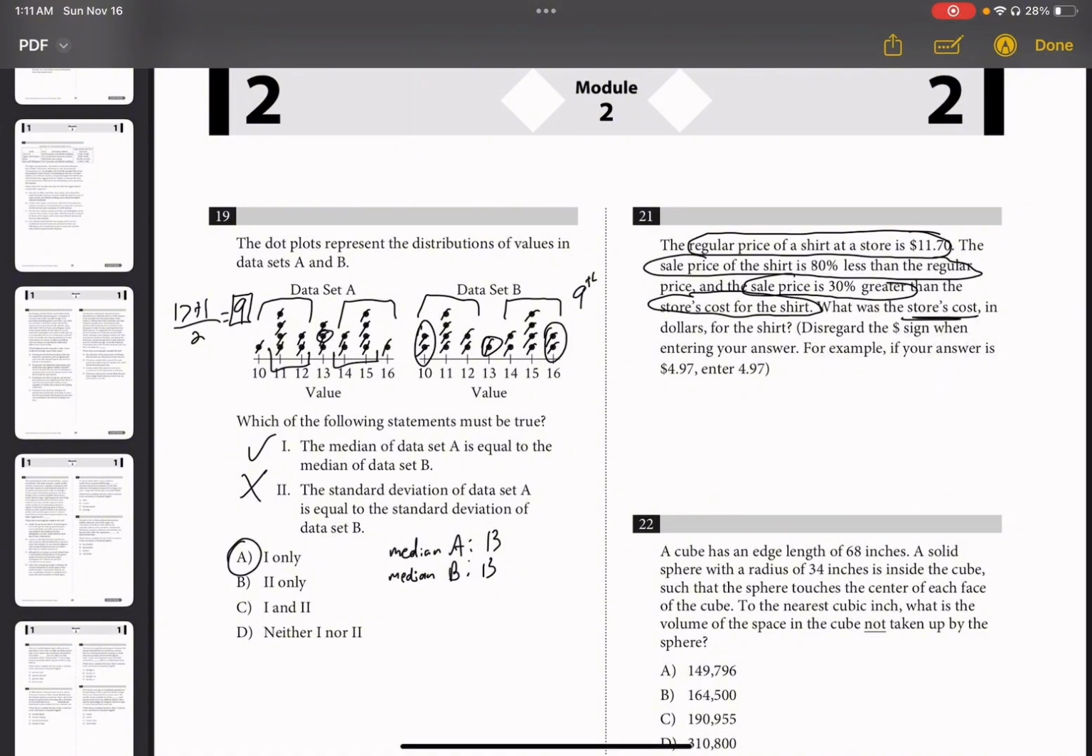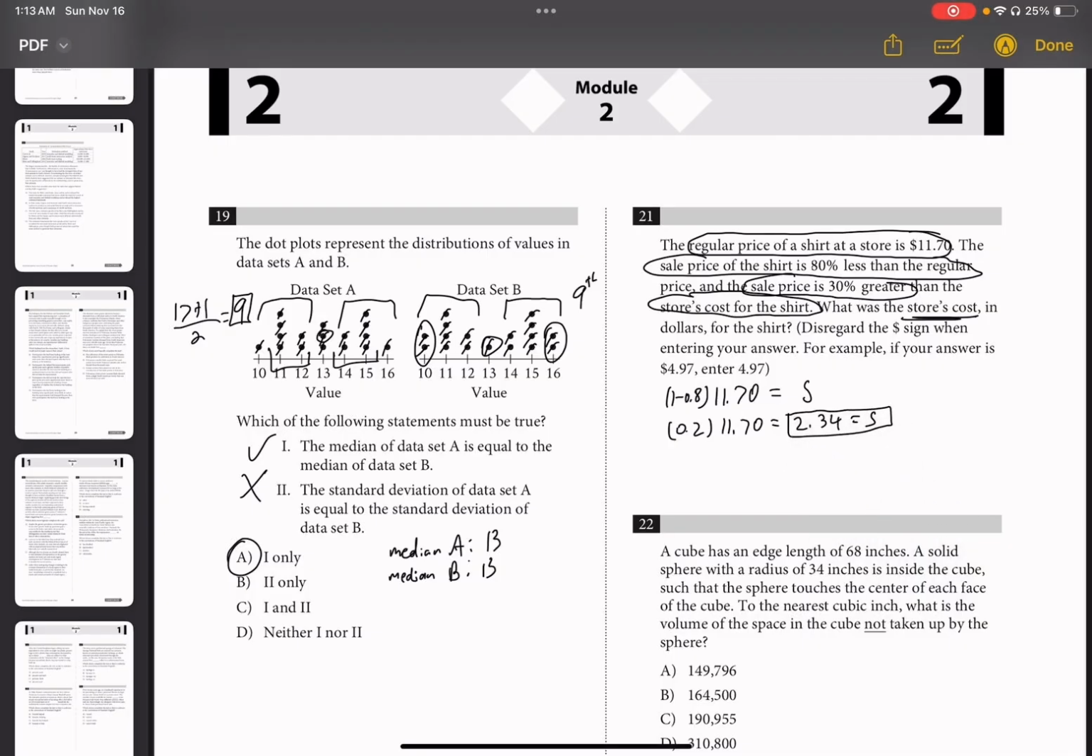So we're looking for the store's cost. So we have to work our way backwards, starting with the regular price and going to the sales price, and then going from the sales price to the store's cost. We're going to want to start with the regular price, which is given as $11.70, and we'll set that equal to the sales price, but we know that the sales price of the shirt is 80% less than the regular price. So we can multiply this by 1 minus 0.8 since it's 80% less than. This will give us 0.2 times $11.70, and this will give us a price of $2.34 for the sales price.